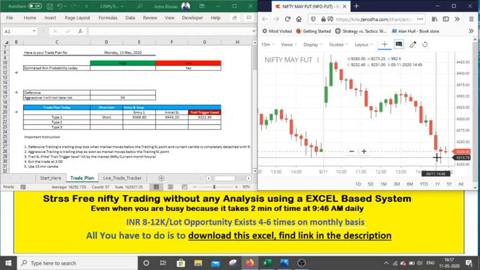I believe that you should try this Excel sheet because it tells you precisely what to do right after 9:45 every day whenever there is a trade. As I mentioned earlier, I found 4 to 6 opportunities using this Excel sheet, and on average 8 to 12k was our profit range. Most of the trades either exit at 3 p.m. in profit or exit at trailing stop loss on a cost to cost basis, and a few trades obviously sometimes hit the stop loss.